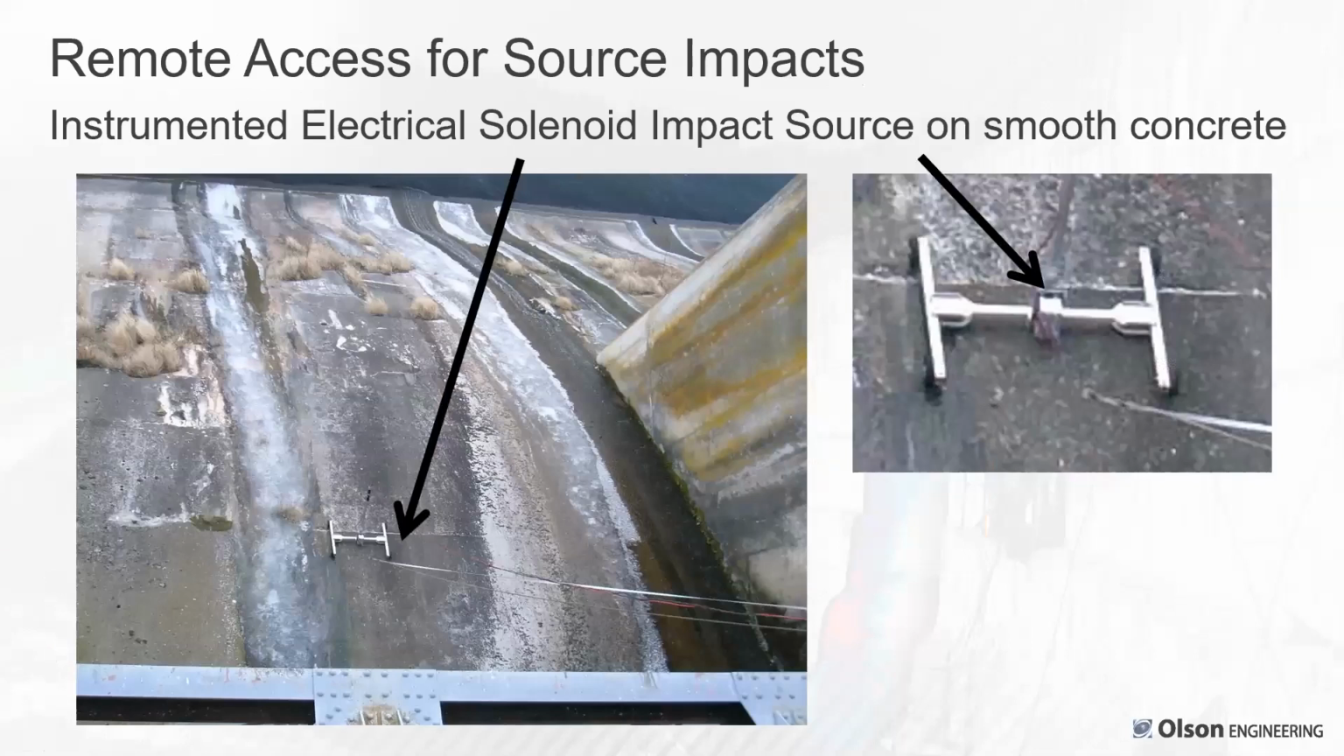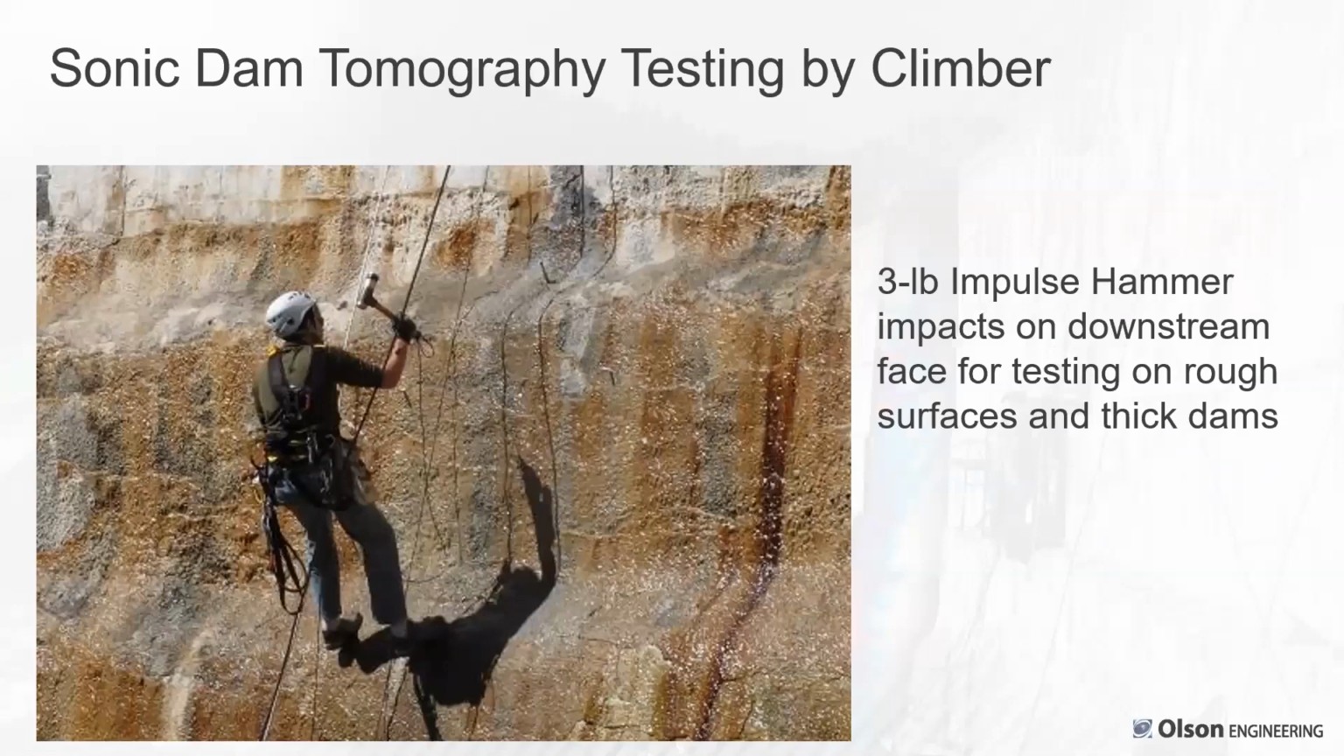This shows a project, though, where the dam concrete was in good condition and access was very difficult. So we were able to lower down a frame with an instrumented electrical solenoid impact source that we could put at different positions with the tape to generate the wave energy, and then had hydrophones underwater on the other side of the upstream face of this dam. More typically, the concrete is degraded to the point where such a small impactor will not work well. It's about a 0.2-pound impactor driven by a solenoid, kind of like a door lock.